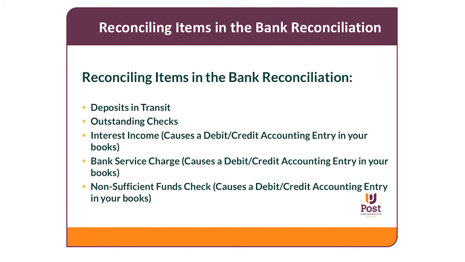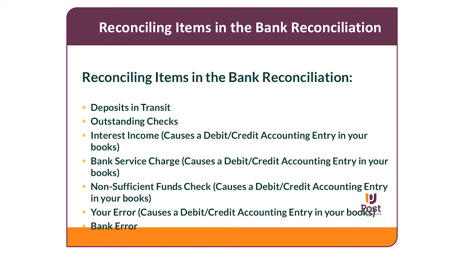Non-sufficient funds check. This is more commonly called a bounce check. This one also causes a debit-credit accounting entry in your books. You make an error. This causes a debit-credit accounting entry in your books. Or the bank makes an error. These are the 7 different types of reconciling items that I plan to go over, each one on an individual slide.